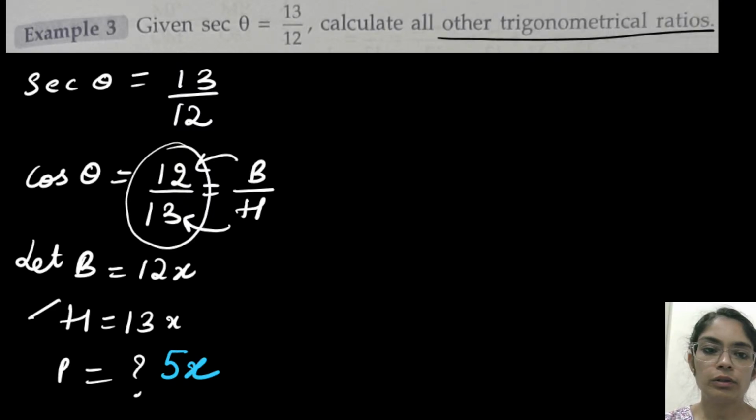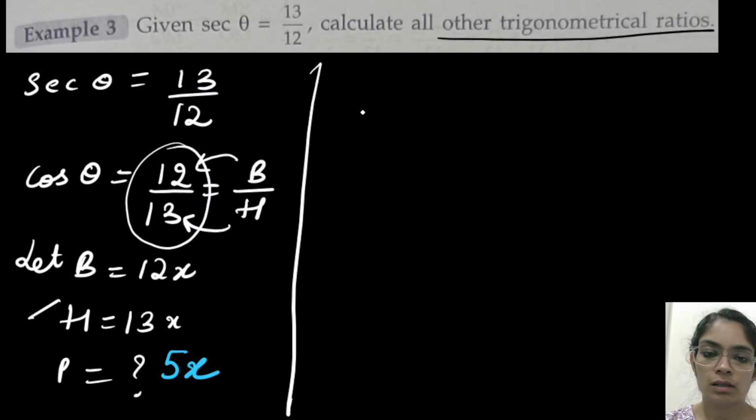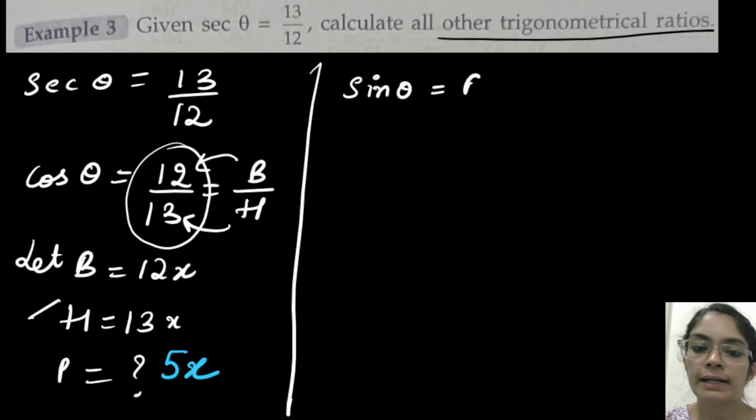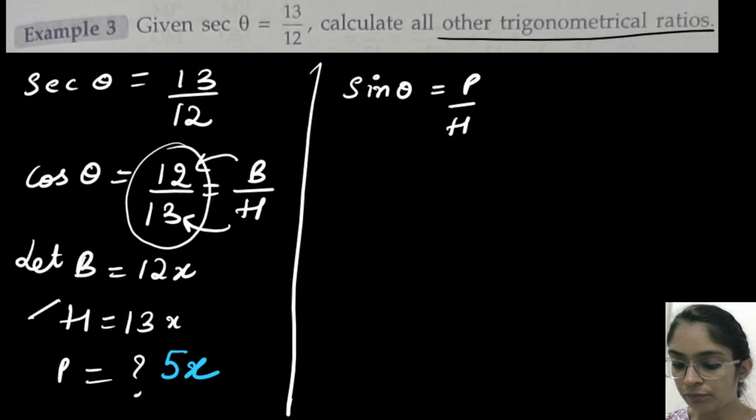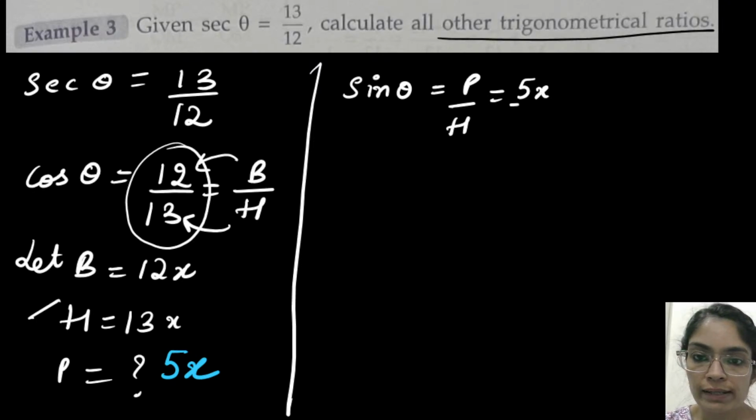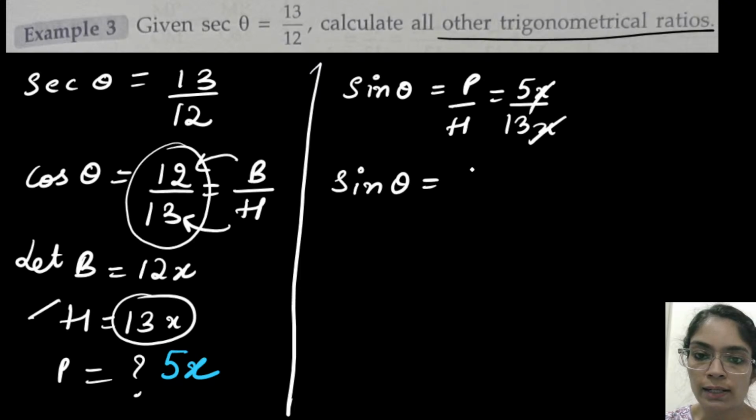So we know the formulas. The formula of sine is p by h. The value of p, 5x, we have found, and the hypotenuse is already given, 13x. So x and x will get cancelled. So sine theta's value we got is 5 by 13.